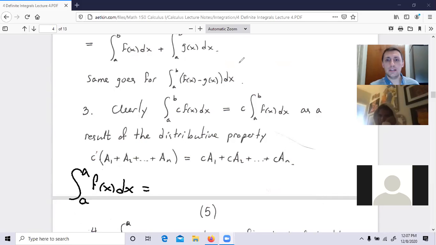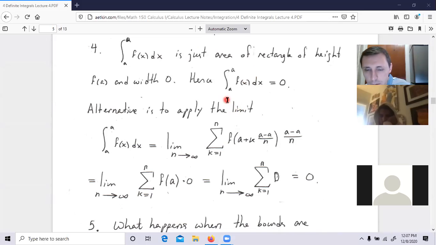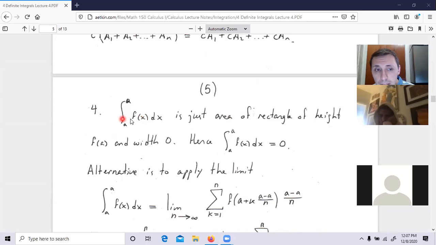Okay, David says it. Khalid says it. Zero. The answer is zero. Why is it zero? Because we have no width whatsoever, right? We can see that using Riemann sums as well, right? We see that it's zero because why? Because the width is zero.